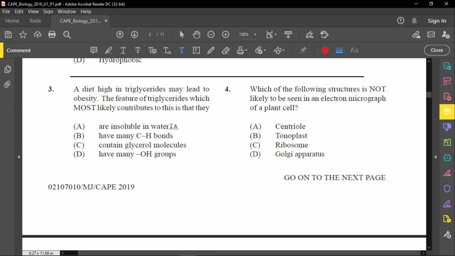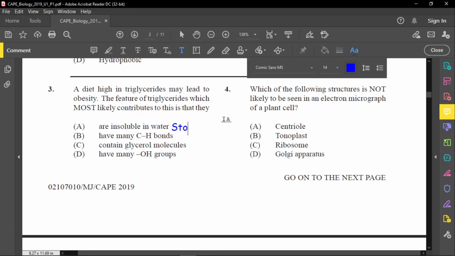But let me point out real quick, to be insoluble in water means that the structure cannot be easily broken down by hydrolysis. In fact, it's not broken down by hydrolysis, because if it's insoluble in water, it can't react with water to be broken down. So what you need to remember is that being insoluble in water will allow the structure to store a lot of energy. So it's mainly for storage. Being insoluble, the structure itself is a good storage structure within the body.